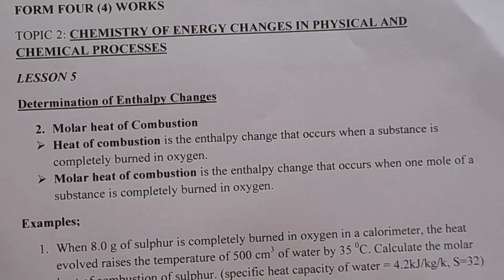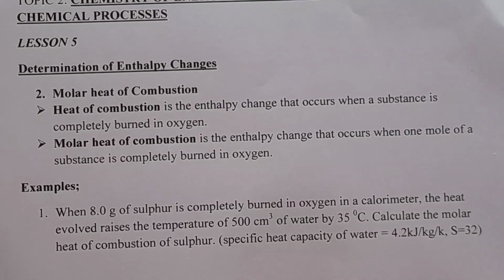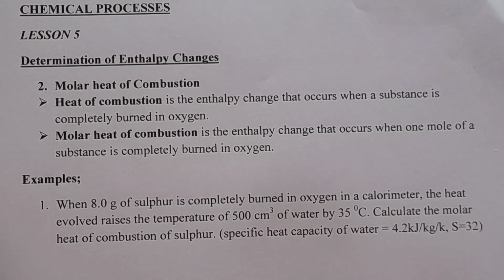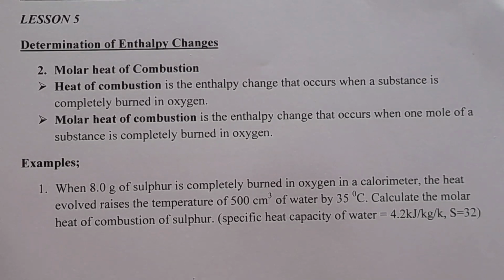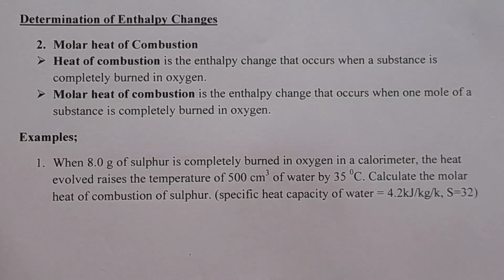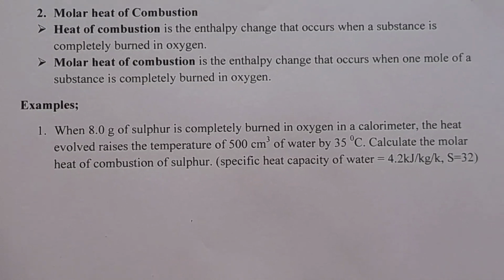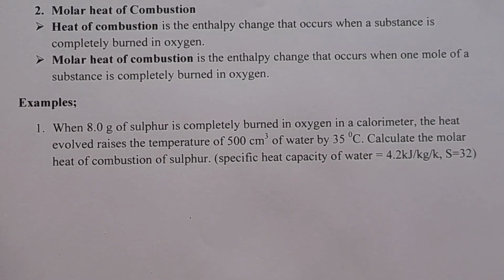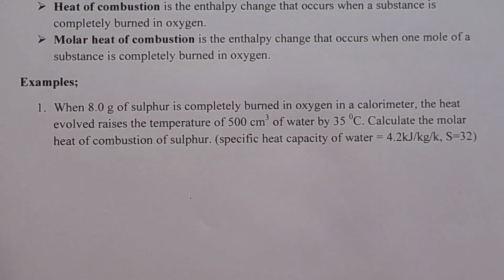Let's go to examples. Example 1: we are told when 8.0 grams of sulfur is completely burned in oxygen in a calorimeter, the heat evolved raises the temperature of 500 centimeter cube of water by 35 degrees Celsius. Calculate the molar heat of combustion of sulfur. In brackets, we are given the specific heat capacity to be 4.2 kilojoules per kg per Kelvin, and we are told the relative atomic mass of sulfur is 32.